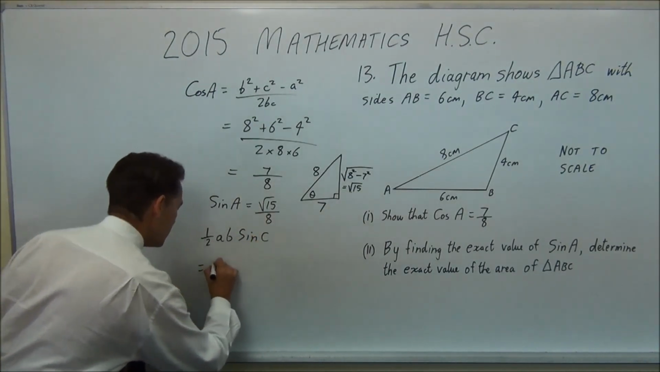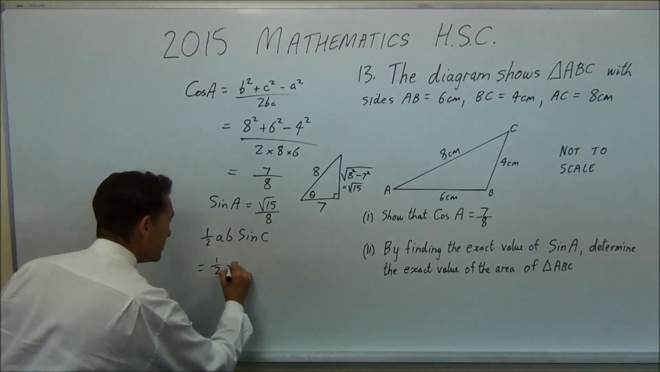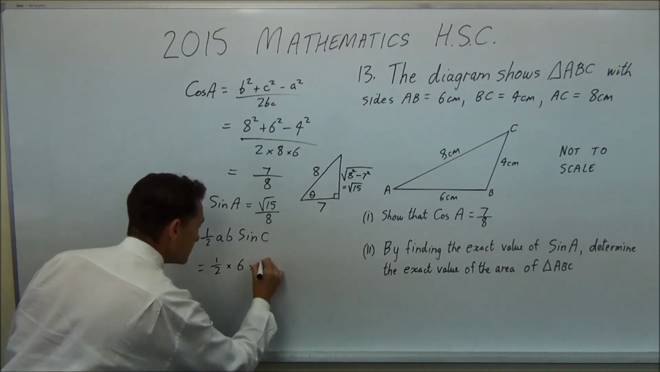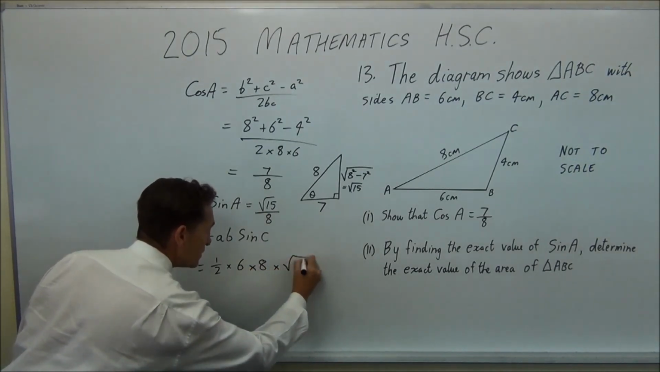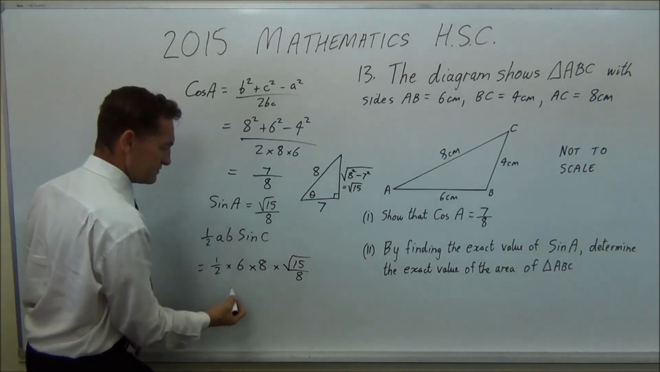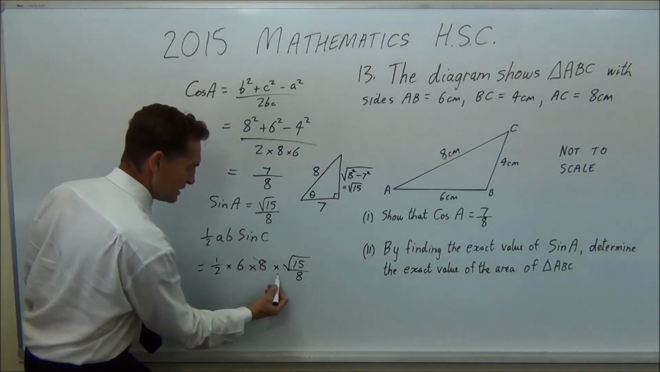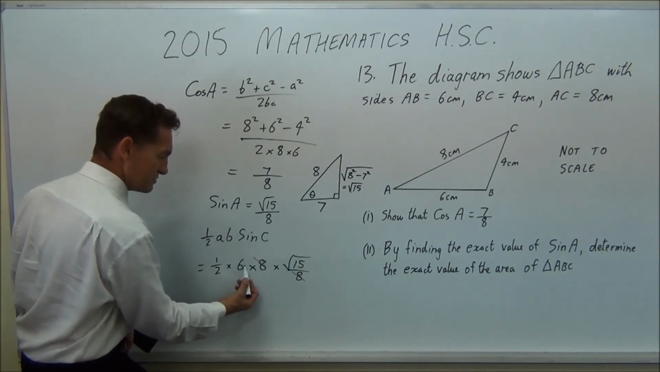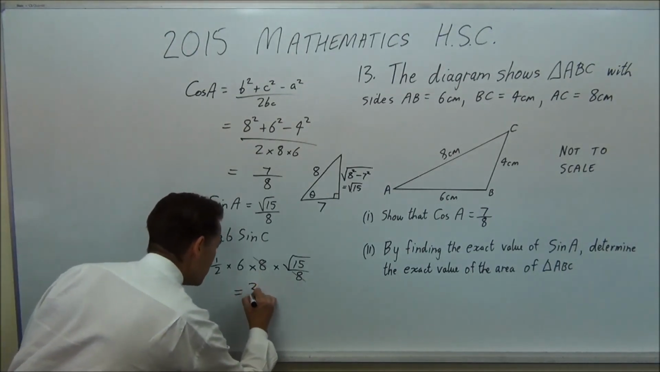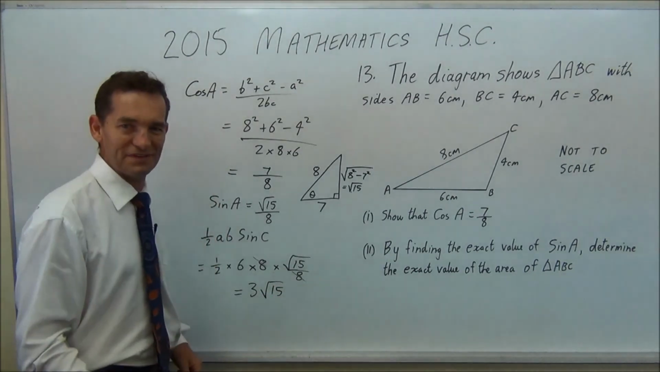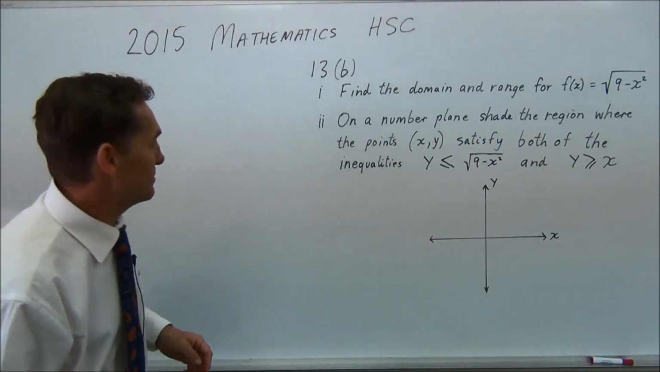So that would equal a half multiplied by 6 multiplied by 8 multiplied by root 15 on 8. And you should be fast enough to know at this stage, I can cancel that and cancel that. A half of 6 is 3. So I'm going to end up with 3 root 15. And you're done.